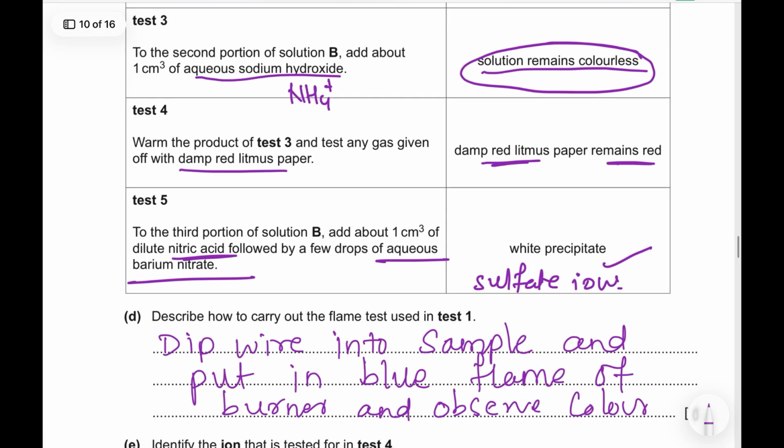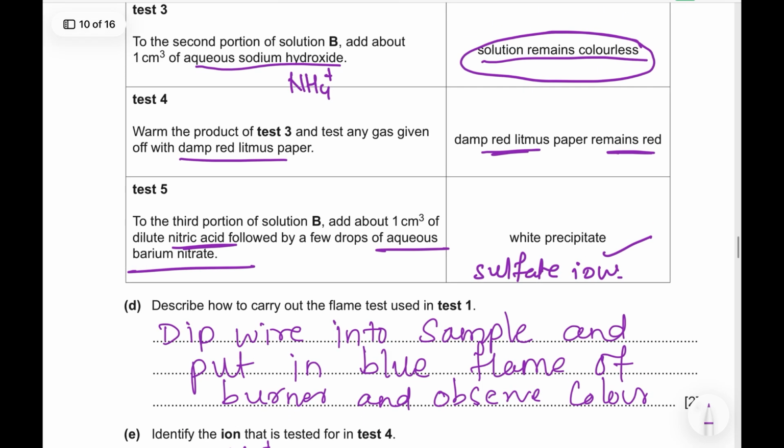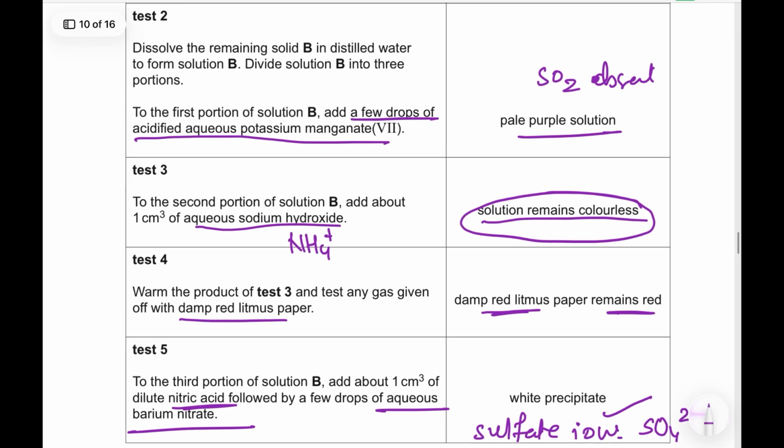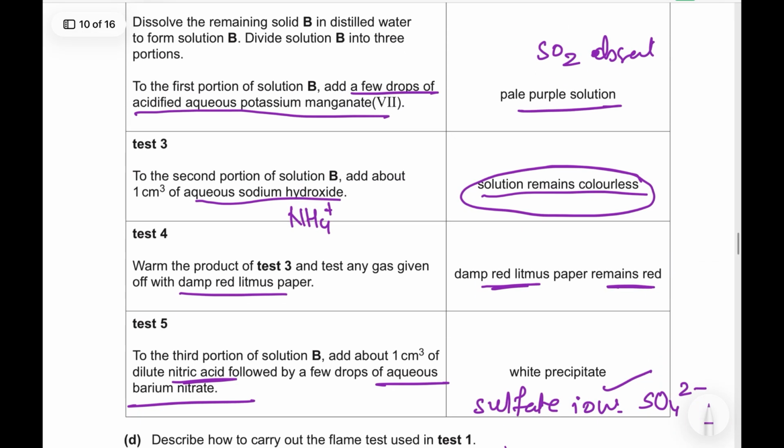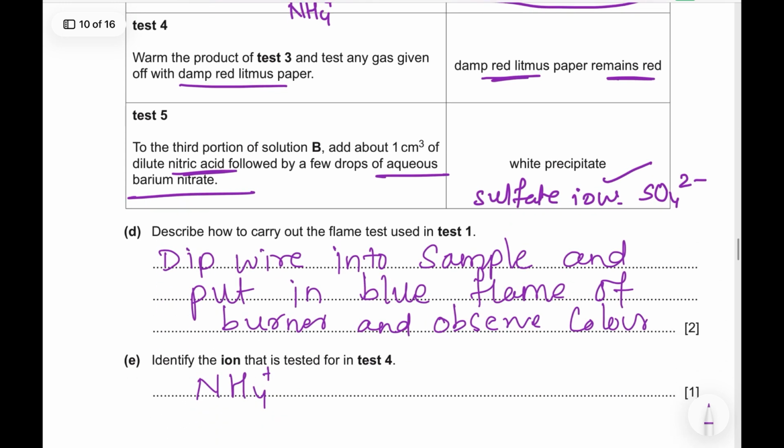Now in the last test, again the student has added nitric acid and a few drops of aqueous barium nitrate. In the above question, we have seen that nitric acid and barium nitrate is the test for sulfate ions, that is SO4 2 minus ions. And it is giving a white precipitate, meaning SO4 2 minus ions are present. So this is how we have identified the cations and anions which are present and absent.